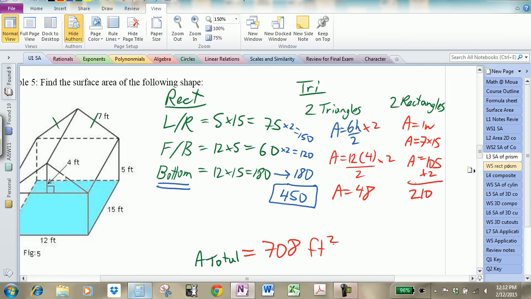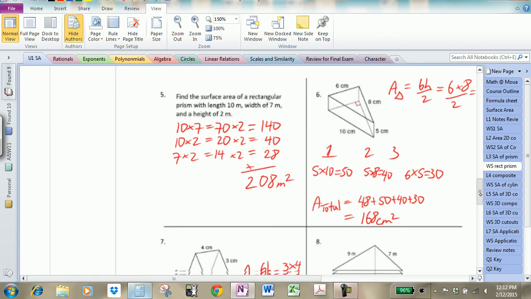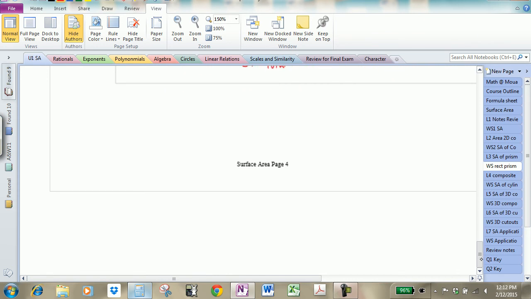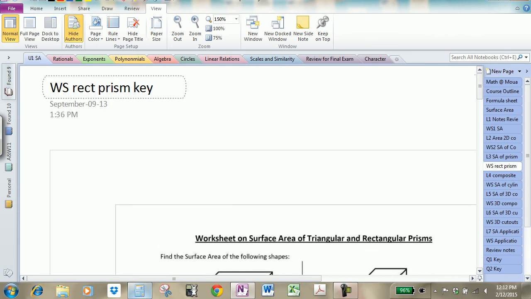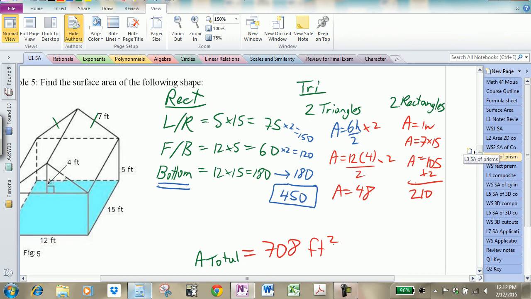So your work today is you have this worksheet. I believe you have the answers on the back. Is that correct? Nope. Do you have the answers on the back? No? Okay. We'll work on these right now. I'll give you guys the answers before you go.